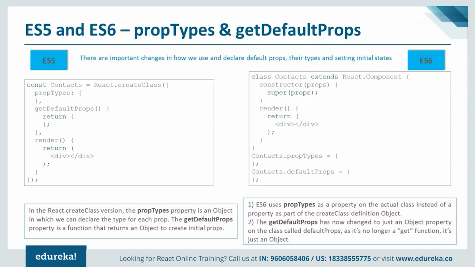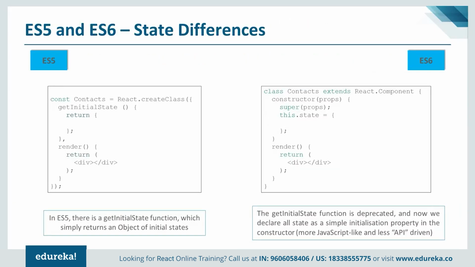The getDefaultProps has now been changed to just an object property on the class called defaultProps. As you can see over here, getDefaultProps is nowhere. It has now changed to just an object property on the class called defaultProps, as it is no longer a get function. It's just an object. Earlier it was a get function, it was returning something, but now it is not a get function. It's just an object. This is the second difference. Now let's talk about the third difference.